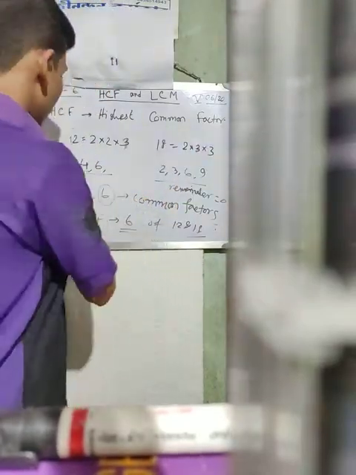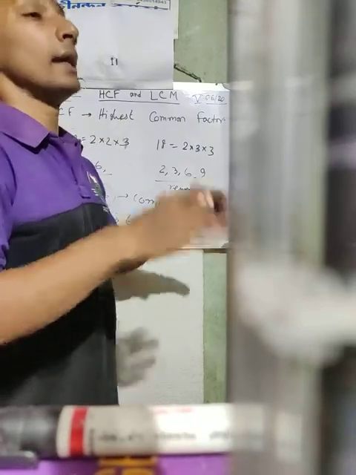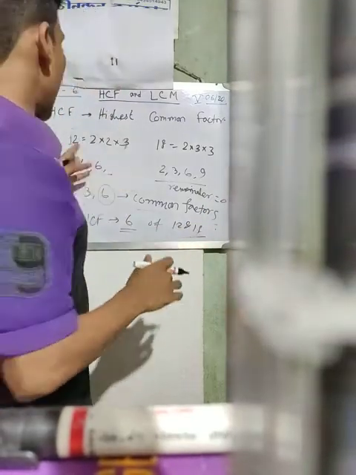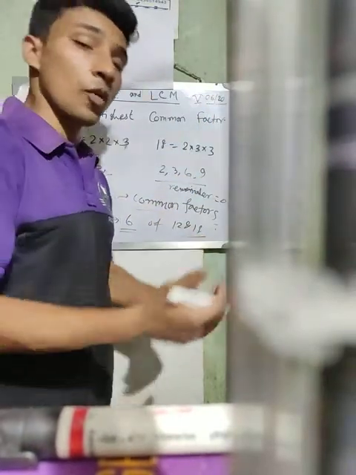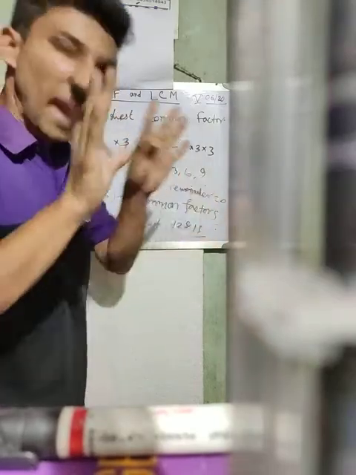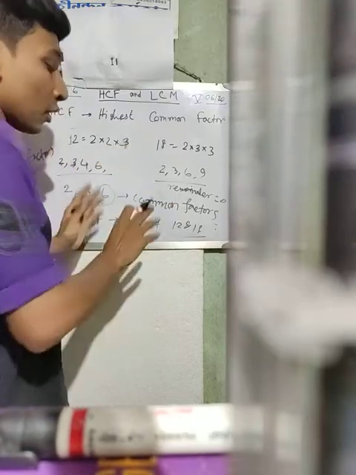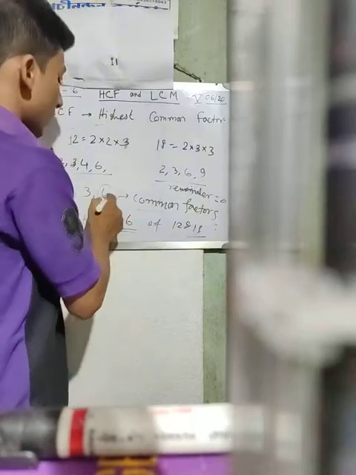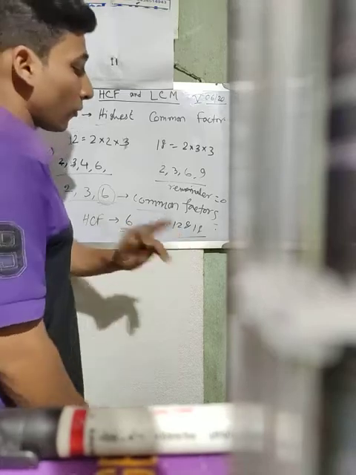So common means the factors which can divide all the numbers. That means it can divide both 12 and 18. If there is 12, 24, then it must divide 24 as well. And next, highest. Highest means largest or maximum number. Here 6 is the maximum among 2, 3 and 6. Listen, 2, 3, 6 are all common factors, but here you have to find the highest common factor. So that's why 6 is the highest number. So we say 6 is the highest common factor of 12 and 18.